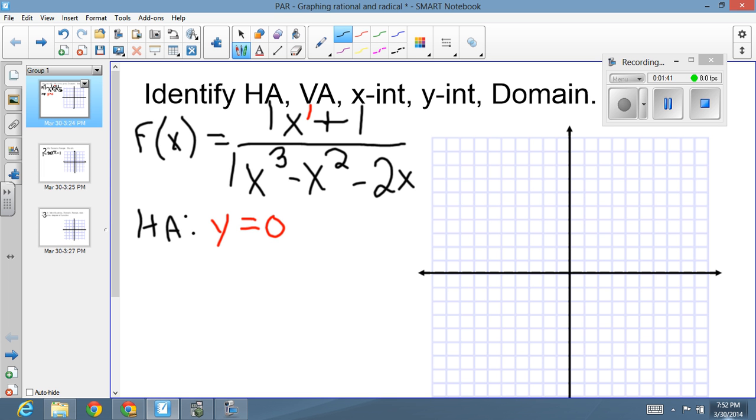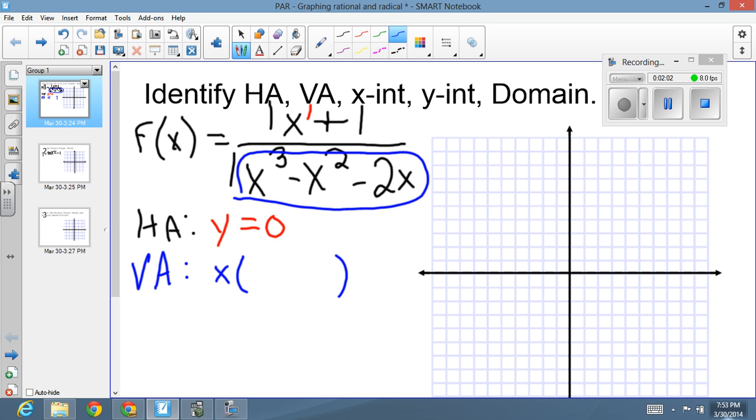When it comes to vertical asymptotes, the best way to find a vertical asymptote or multiple vertical asymptotes is to take the denominator, set it equal to 0, and solve it. First things first, if I look at this denominator, I can factor out an x, because x is a factor of all 3 of those different parts. So then this becomes x times (x squared minus 1x minus 2), and I'm setting this equal to 0. I'm solving it because that will give me my vertical asymptotes.